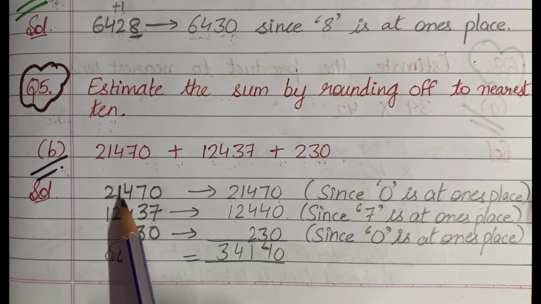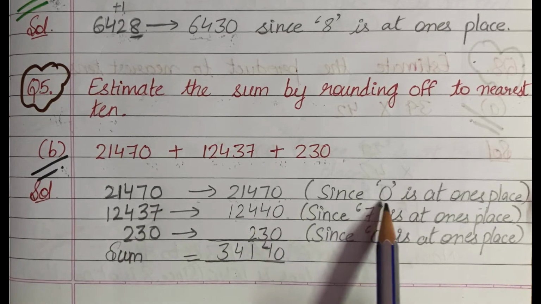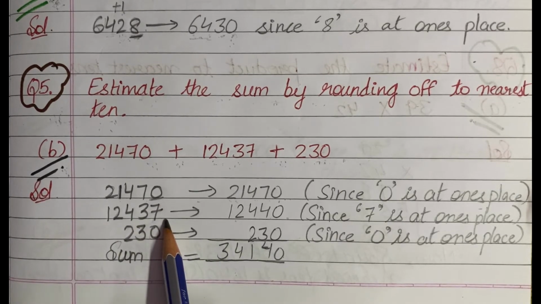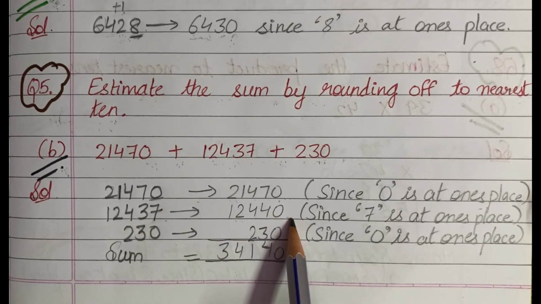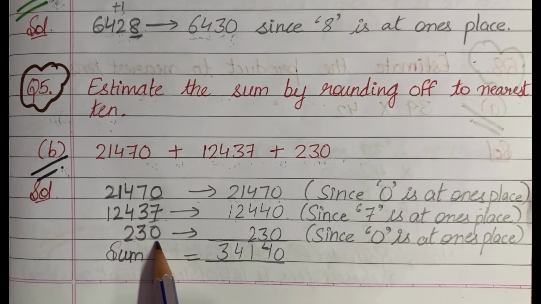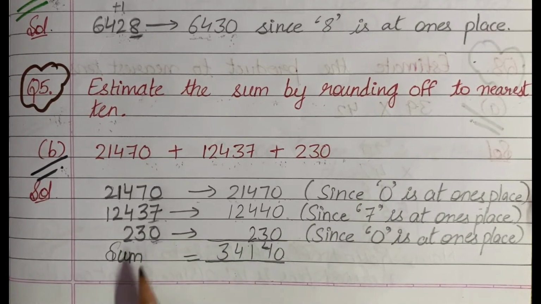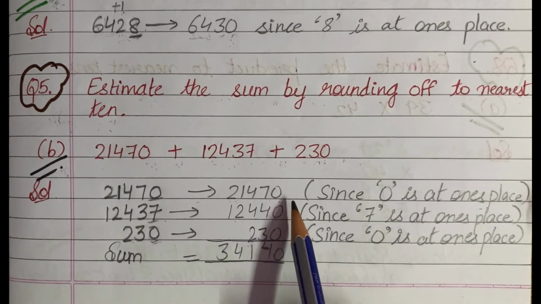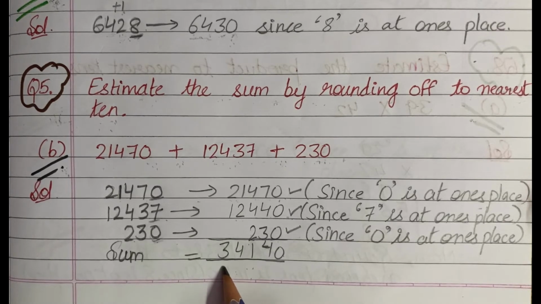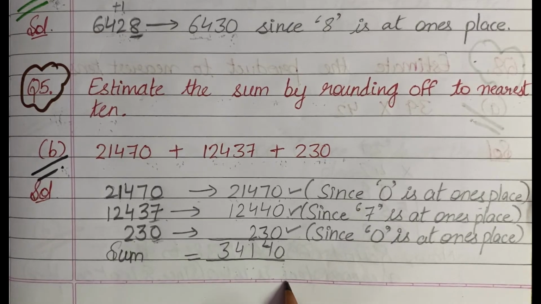round off of 21,470 is 21,470 since 0 is at ones place. Round off of 12,437 is 12,440 since we are having 7 at ones place. Round off of 230 is 230 since we are having 0 at ones place. Now we will find out the sum of these numbers and on adding them we will get 34,140 as an answer. Hopefully it is clear to you.